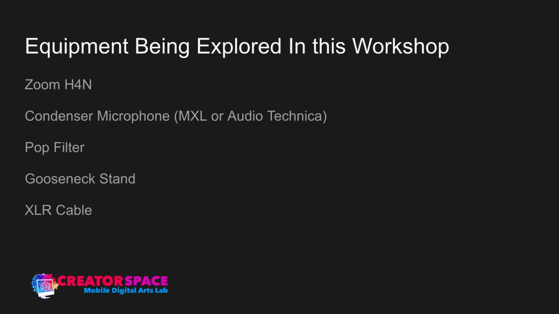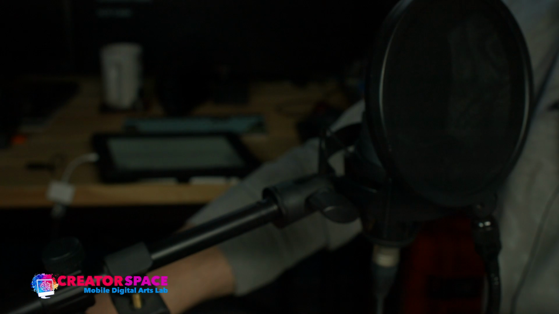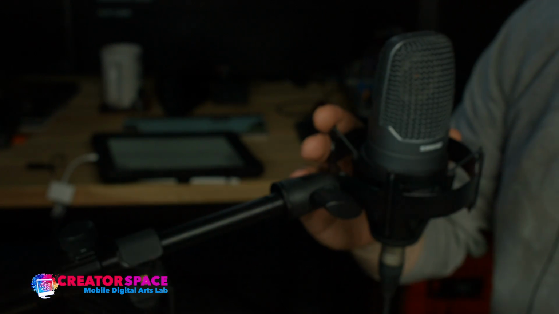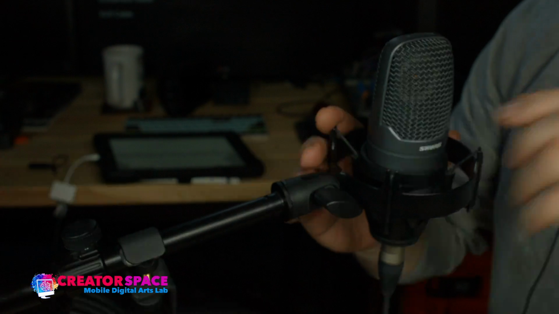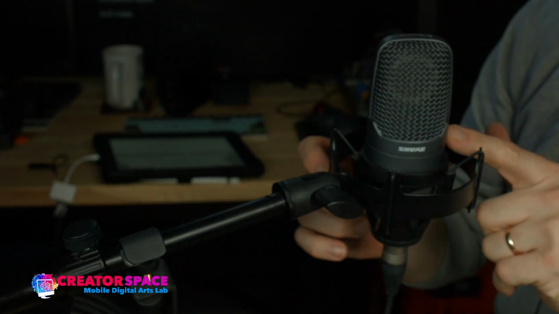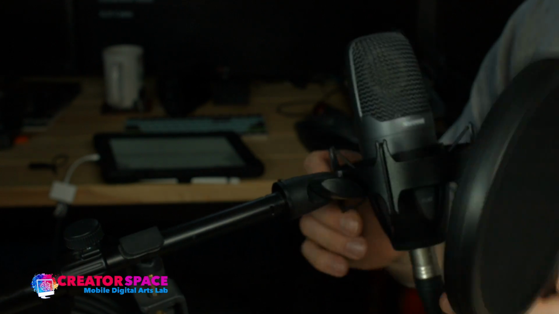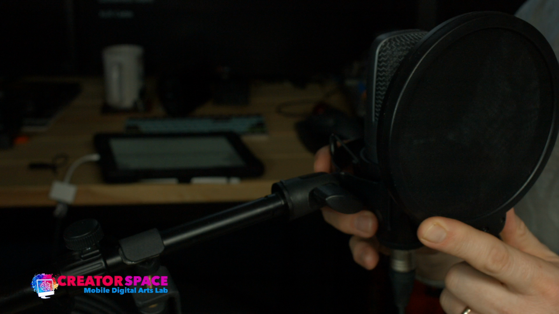So let's just have a look at what the condenser microphone can look like. I'll just bring this in here. Okay. And I'll go to this camera here. So this is the condenser microphone. I'm just gonna get this in focus. You talk into here, and then this is the pop filter that would go in front.